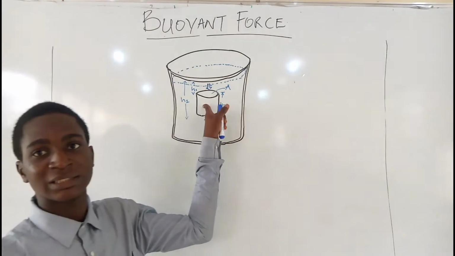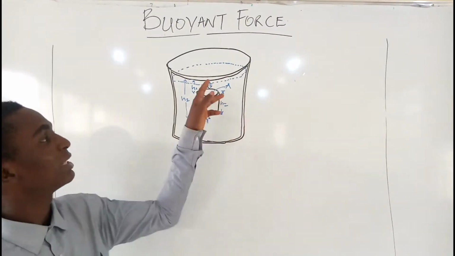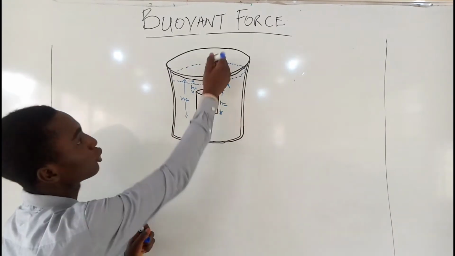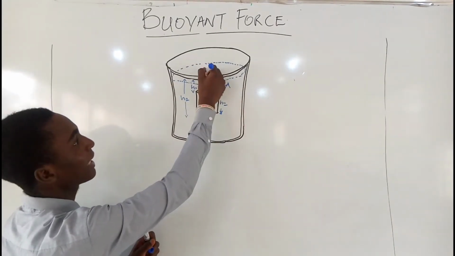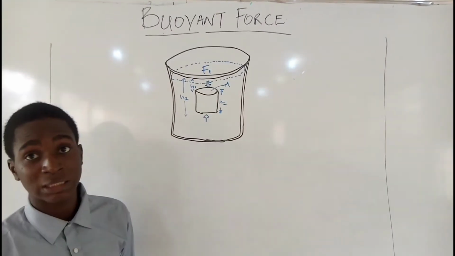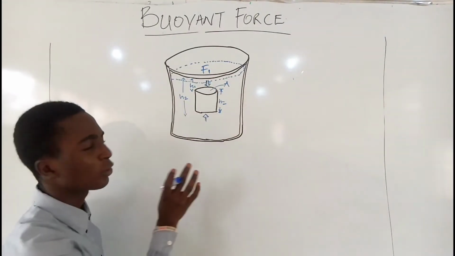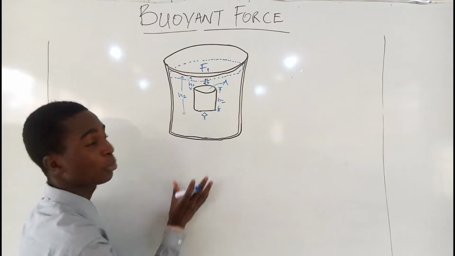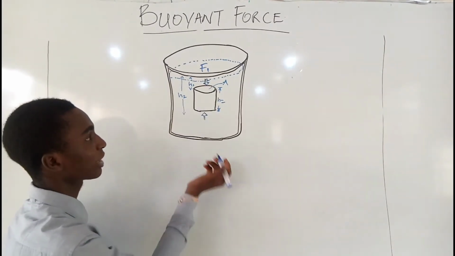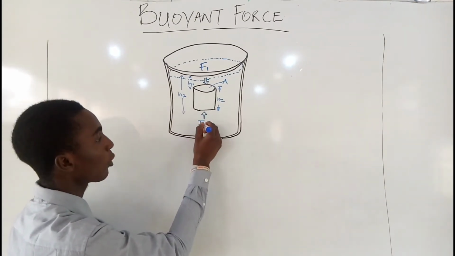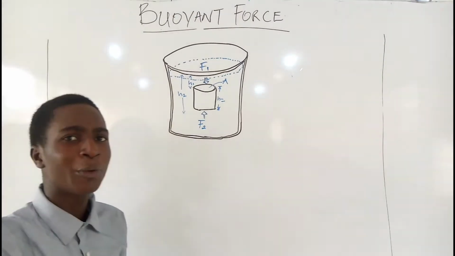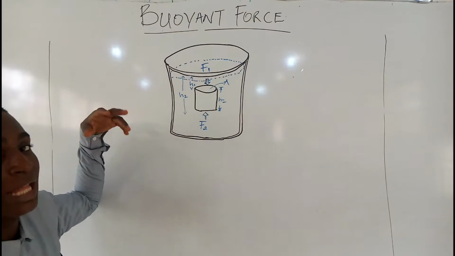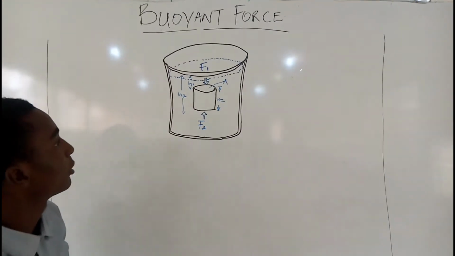This is an object, being immersed in this fluid. While immersing this object in the fluid, I apply a force which I call F1. While applying this force, there will be a repelling force under the object, opposing the entrance of the object, which I call F2.